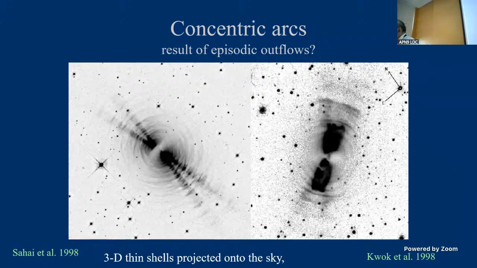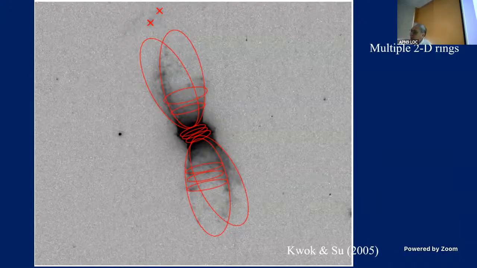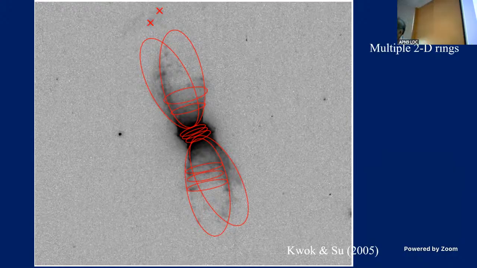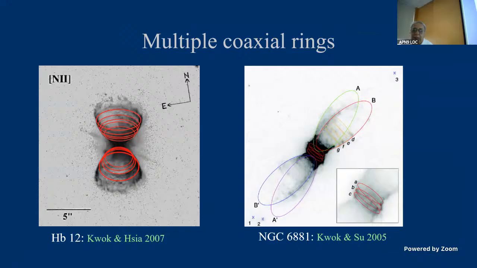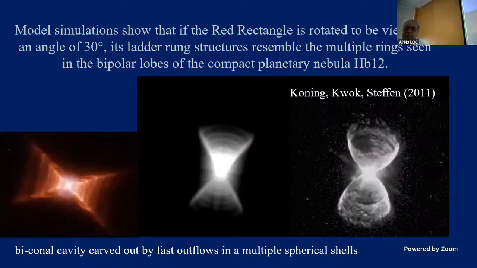So next, I want to move to episodic outflows. We have evidence for that in terms of the concentric arcs. These are seen in planetary nebulae and protoplanetary nebulae. They are most likely projections of three-dimensional shells. And there are also two-dimensional rings. These rings are perpendicular to the bipolar axis of the nebula. And you can see in Hubble 5, for example, NGC 6881, this is a whole series of two-dimensional rings.